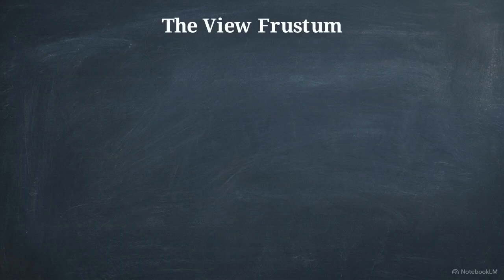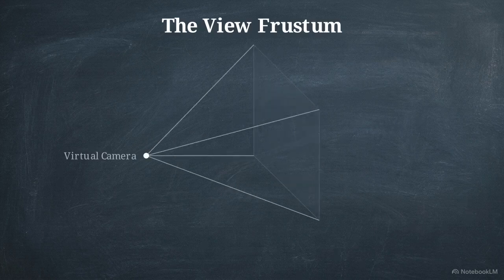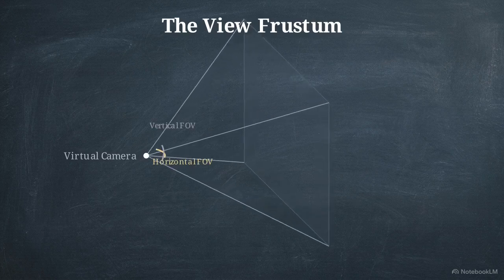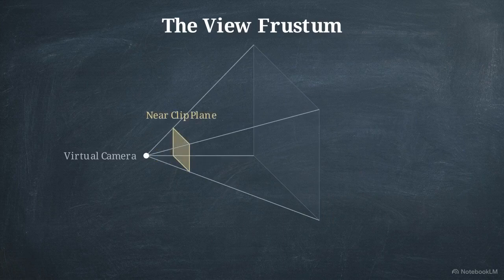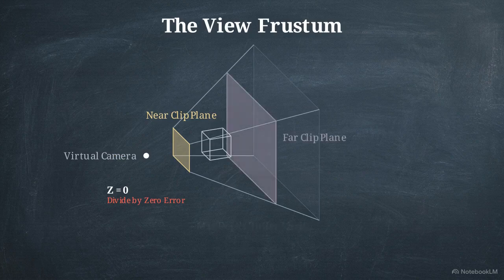This diagram introduces the view frustum, the geometric boundary that defines exactly what the virtual camera can see. The horizontal and vertical field of view angles dictate the specific width and height of this pyramidal volume. At the front, the pyramid is sliced off by the near clip plane. This plane is a mathematical necessity. If geometry passed exactly through the camera origin, the system would divide by 0 and trigger a fatal error.